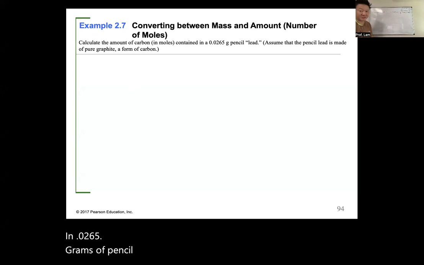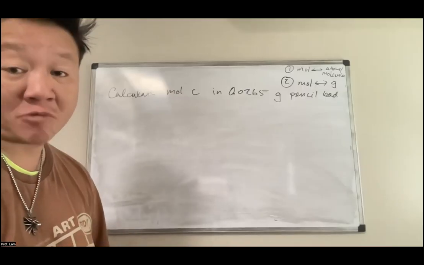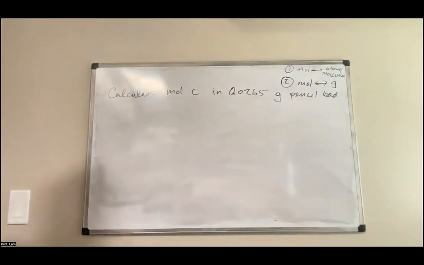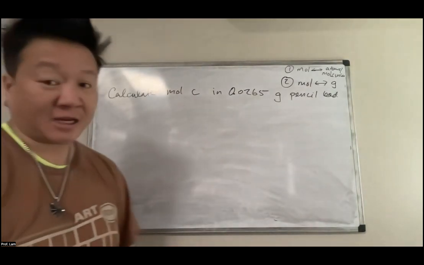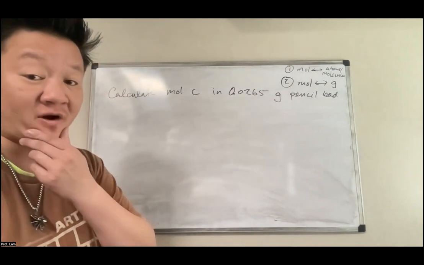Of course, we know pencil lead is not lead, right? It's graphite. It's funny that we call it that. We obviously didn't know chemistry back then. So it's not lead, it's actually just carbon. So that's why we're asked to calculate moles of carbon.